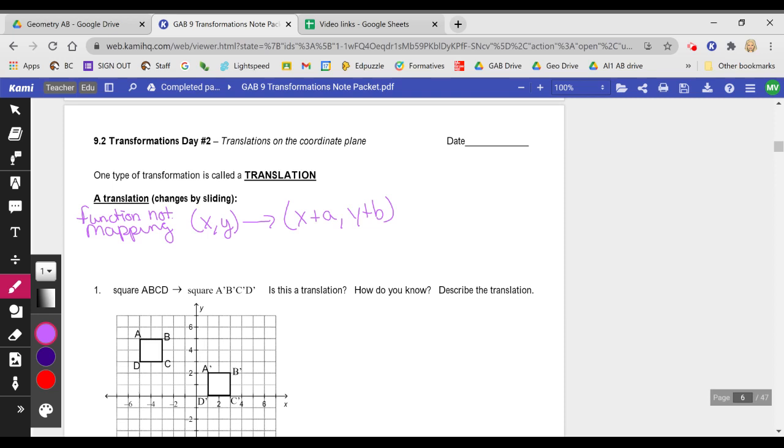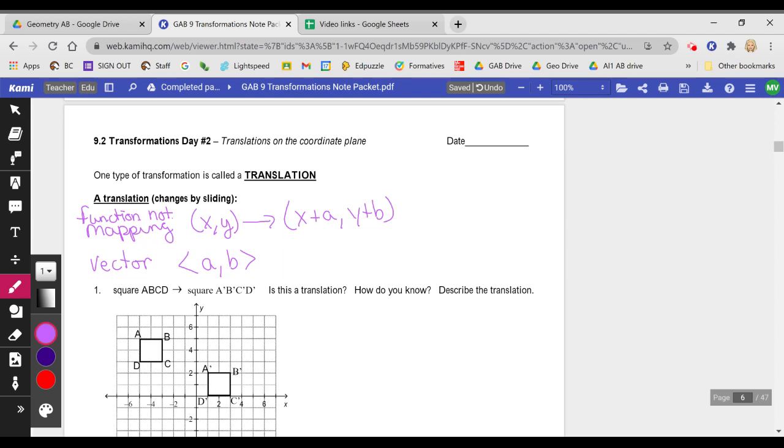The other way we can say it is by vector notation. So vector notation, we use these pointy parentheses, and we would say a comma b. And that would also move it by a and b.